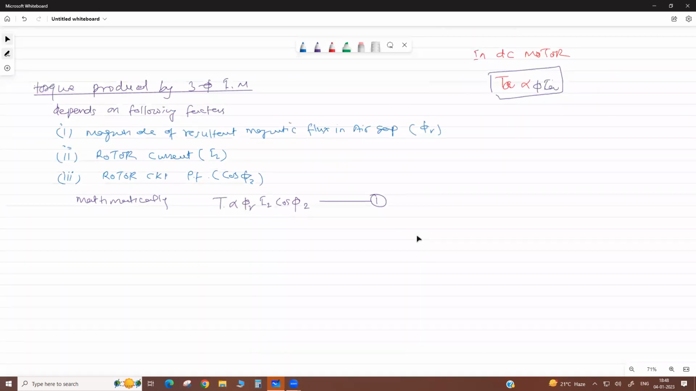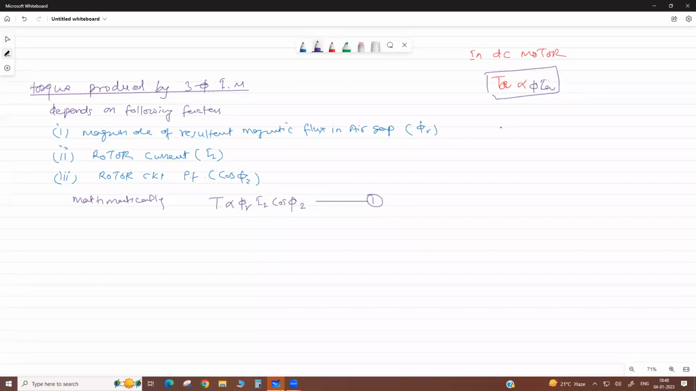Now, as we yesterday drew the equivalent circuit, means your stator resistance, then leakage reactance, then this is your magnetizing branch. And this may be your rotor. This is stator, then rotor circuit also. So this is your stator. Then the rotor, or separately we draw the rotor circuit.